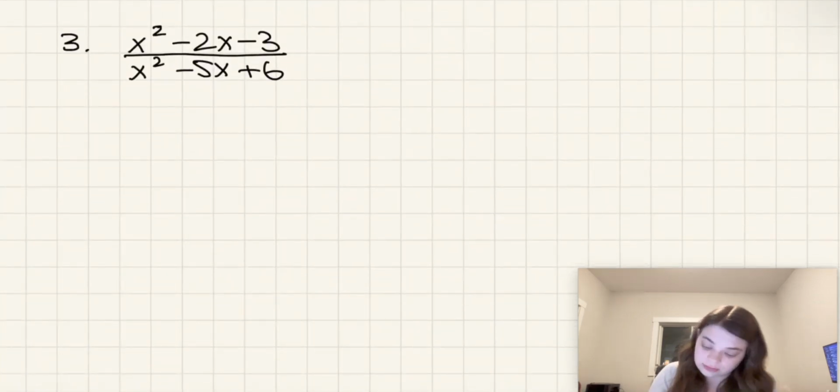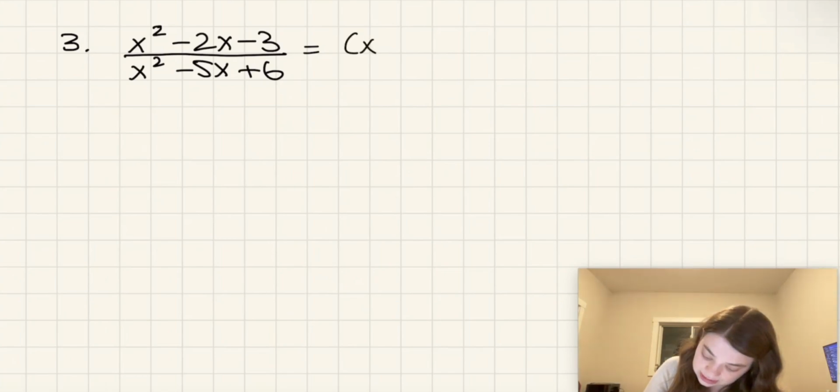For this numerator, we need to find two numbers that add to -2 and multiply to -3. Well, the only things that could possibly multiply to -3 are 1 and -3, or -1 and +3. And clearly it's going to be -3 and +1 to give us -2. So x minus 3 times x plus 1, like that.